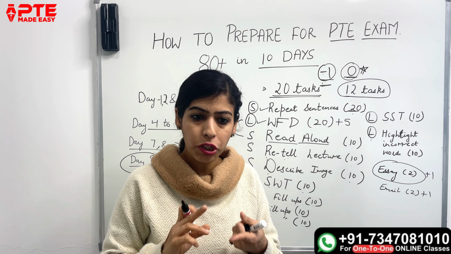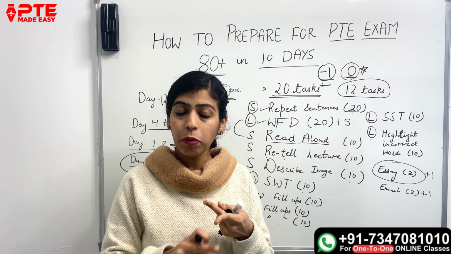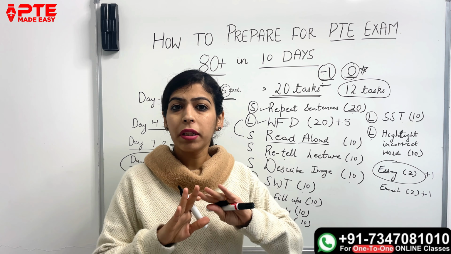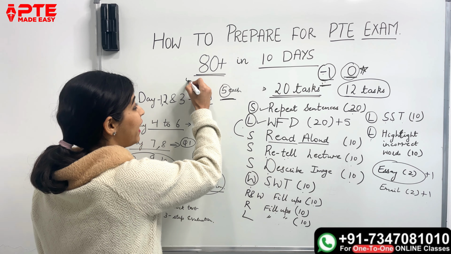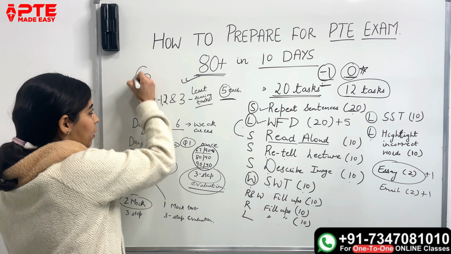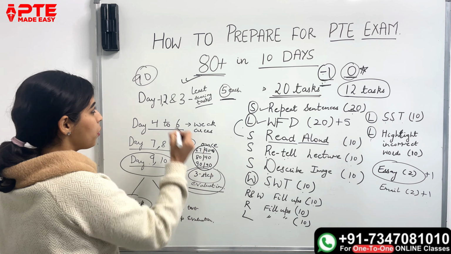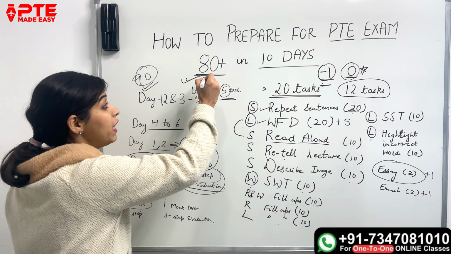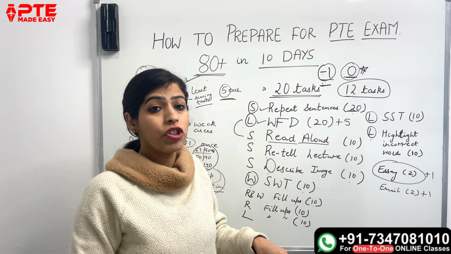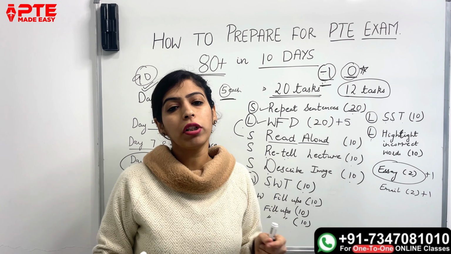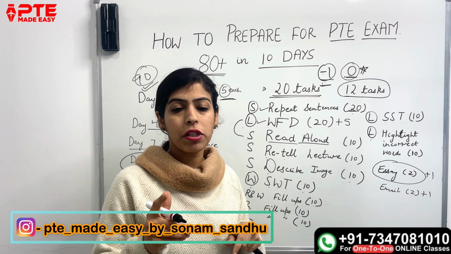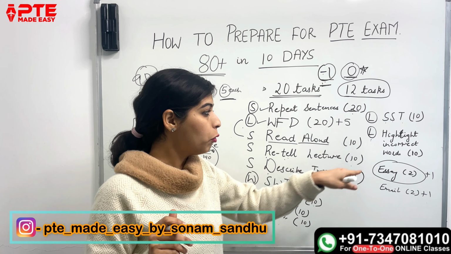Multiple choice question, multiple answers, reading module, and multiple choice question, multiple answers, listening module. Do not attempt these 2 tasks because our target is 80 plus, and trust me guys, we are aiming for 90. We are focusing on the 3-step evaluation. When we are aiming for 90, we can easily score 80 plus in our final exam. So that's what the strategy is. We just need to focus the most on the evaluation part, and we'll not be focusing on multiple choice question, multiple answers.